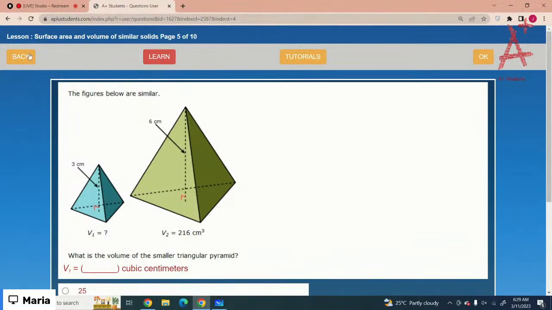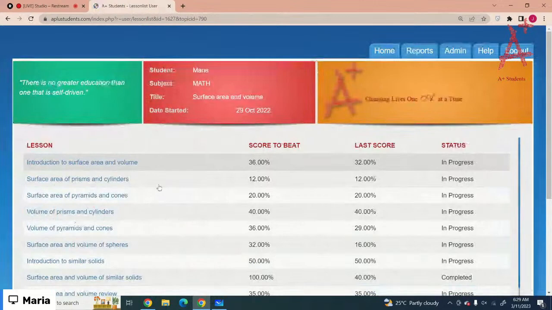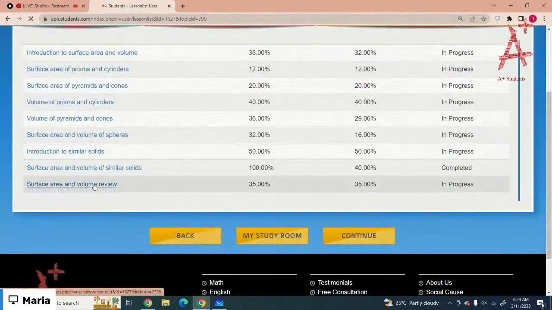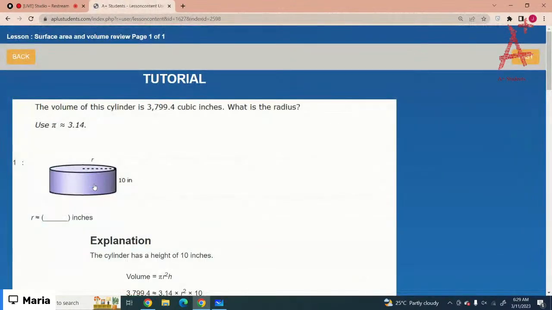And the next lesson is surface area and volume review. That is just a review of all the lessons we did in the chapter. So let's just do a quick review. The volume of the cylinder is 3,799.4 cubic inches. What is the radius? We have to calculate the radius.